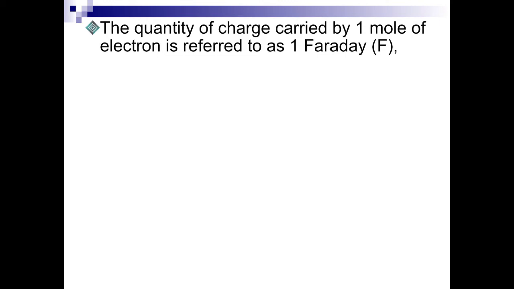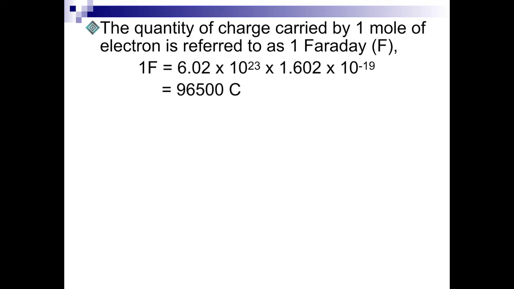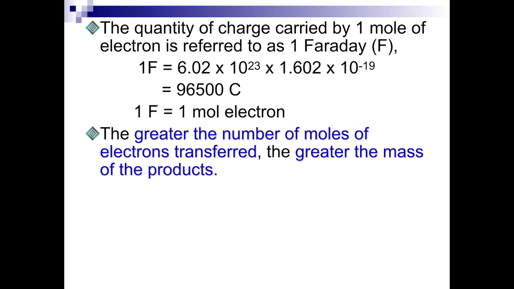The quantity of charge carried by 1 mole of electrons is referred to as 1 Faraday. 1 Faraday is equal to 6.02 times 10 to the power of 23 times 1.602 times 10 to the power of negative 19, which equals 96,500 coulombs. 1 Faraday is also equal to 1 mole of electrons. The greater the number of moles of electrons transferred, the greater the mass of the products.